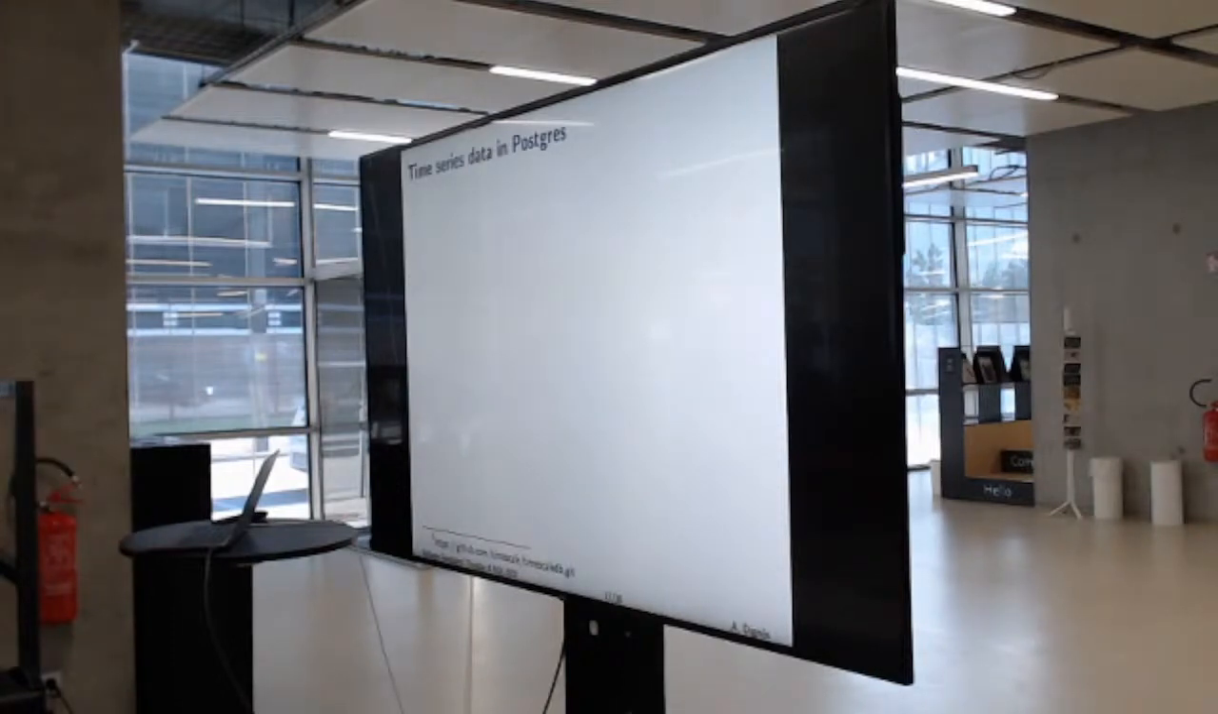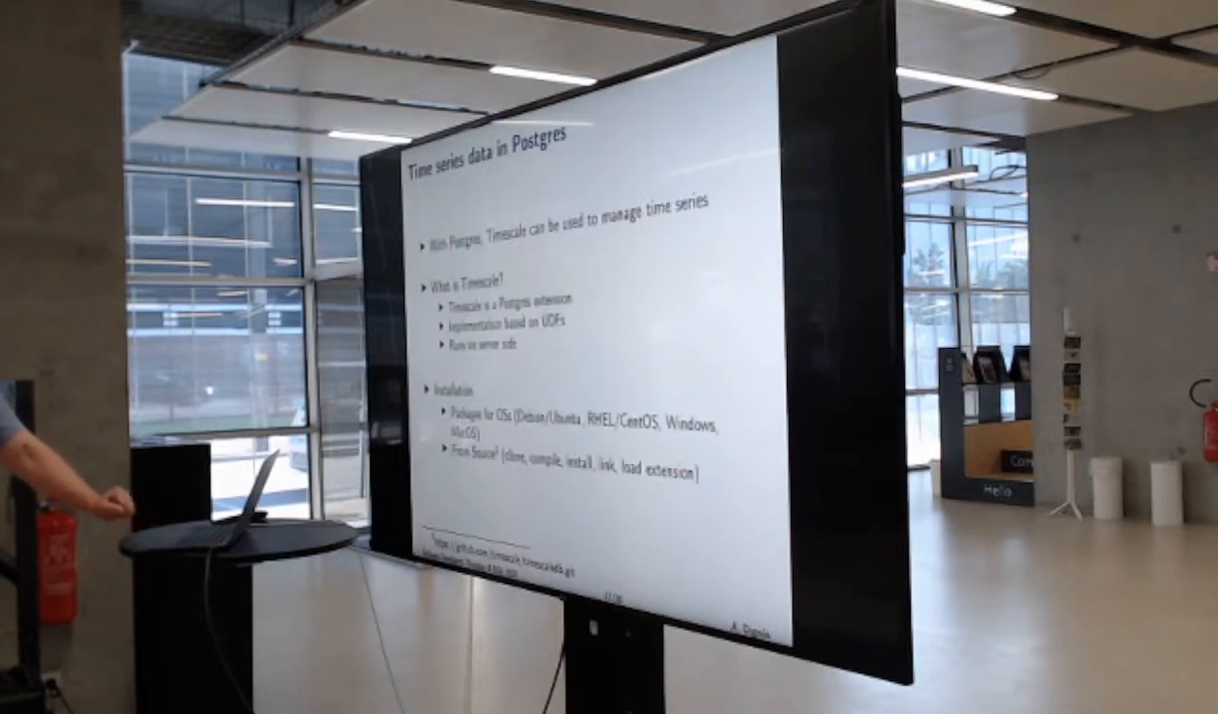Okay, so now we move from period temporal data like contracts to time series data, which is data where a data entry is associated with a time point rather than a period. With Postgres there's one extension, called timescale. This is what we can use to process time series data.